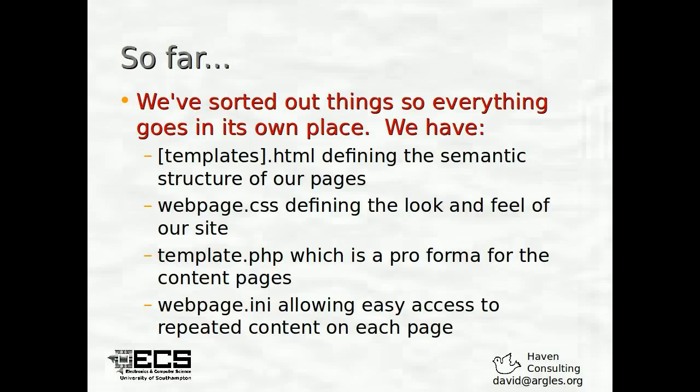So far we've sorted out things so that everything goes in its own place. We have a couple of templates, templates.html, defining the semantic structure of our web pages. We have a file webpage.css defining the look and feel of our website. We have a template.php, which is actually a pro forma for the content pages, just to show us what the top and bottom needs to be to tie everything together. And we have a file that we looked at last time, webpage.ini, which allows us easy access to repeated content on each page. In particular, it makes updating the menu very easy.